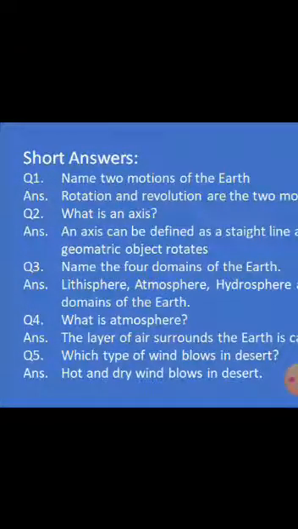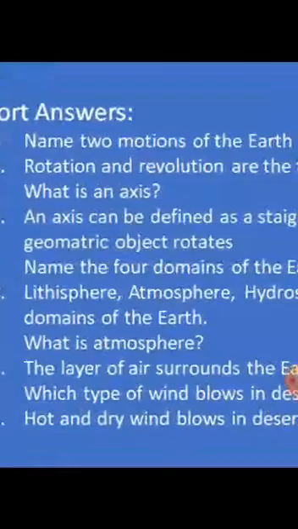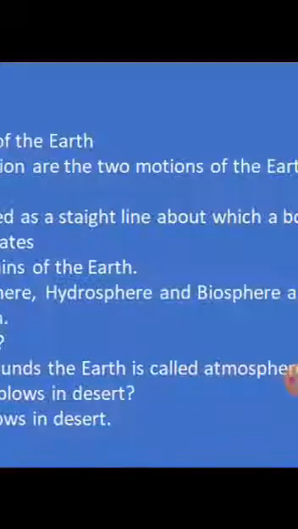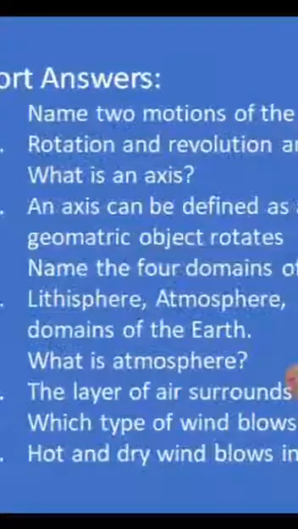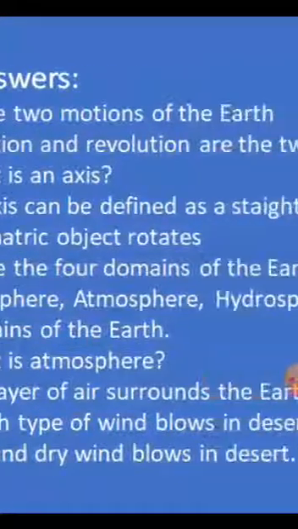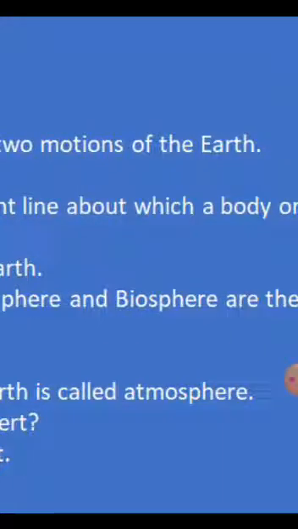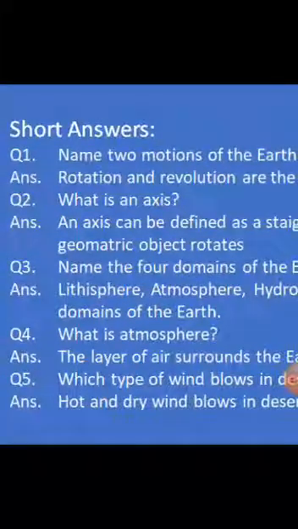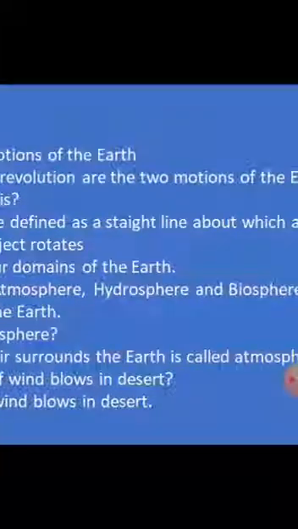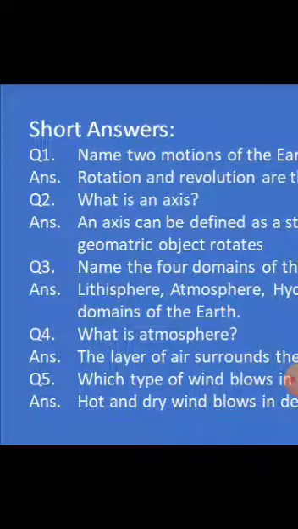Then next, the short answer type questions. Very easy short answers. Number 1, name 2 motions of the earth. Motion means movements. Which are the 2 movements of the earth? Rotation and revolution are the 2 movements of the earth. Then next question, what is an axis? On the axis our earth is rotating. An axis can be defined as a straight line about which a body or geometric object rotates.